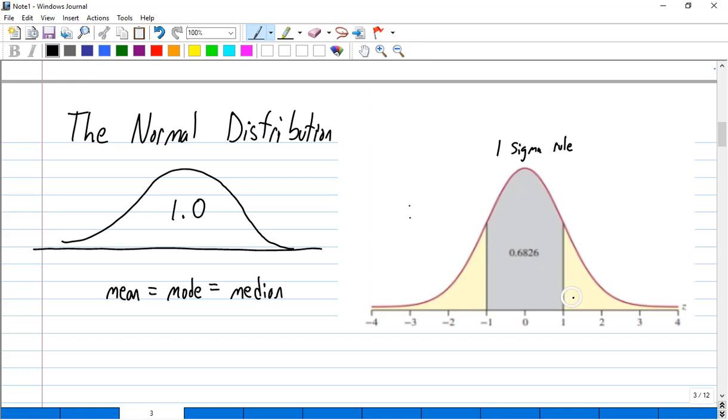And so you can see that if you find the area under the curve that is 1 standard deviation above or below the mean, or the z value 0, then you can see that the area is 0.6826. Okay, so that's about 68%. That's where that comes from.